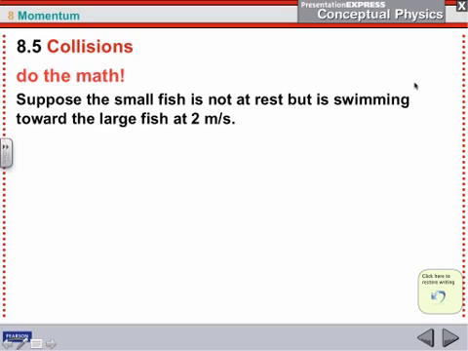All right, what if he were moving at 2 meters per second? See if you can calculate this one. Stop the video, figure out what his velocity would be after he eats lunch.